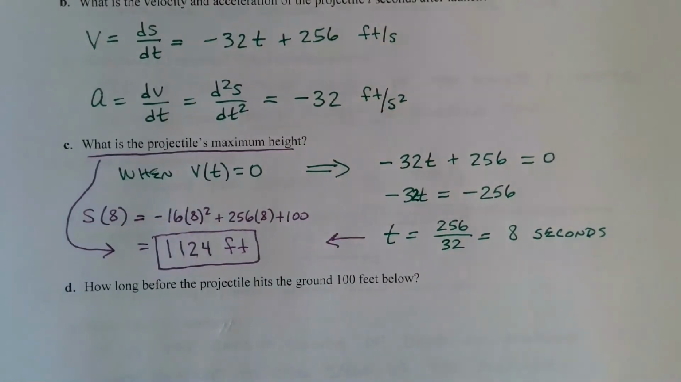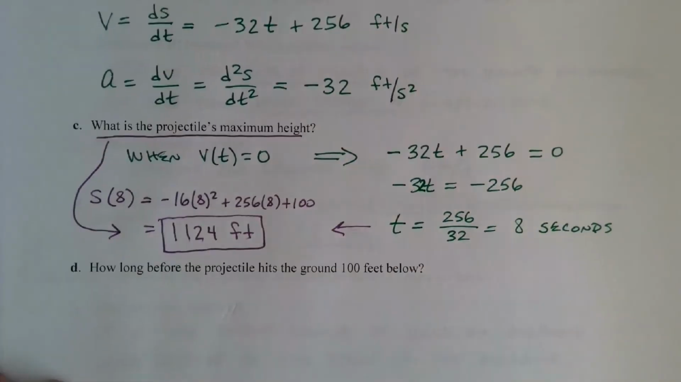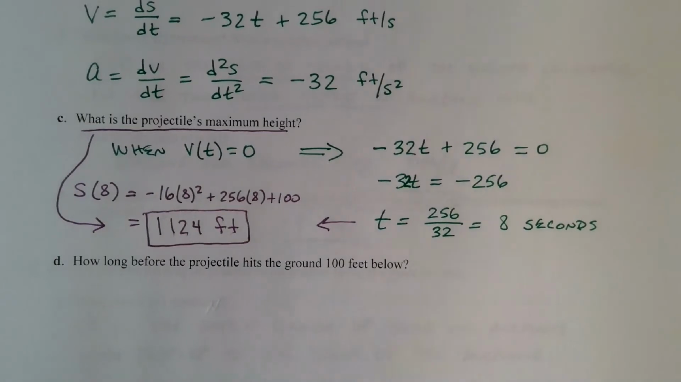Right. So there's the projectile's maximum height, and we'll reach an altitude of 1,124 feet, according to this model. How long before the projectile hits the ground below? Remember, the ground is 100 feet below the launch, right?